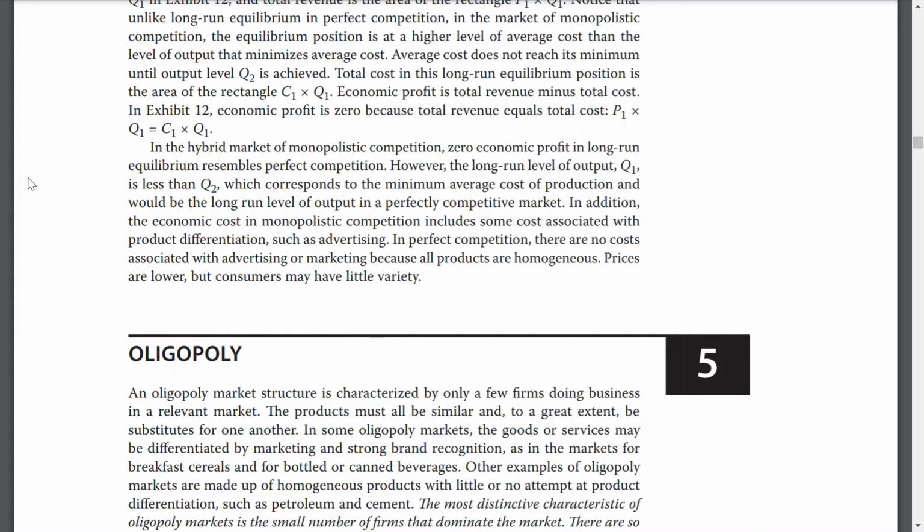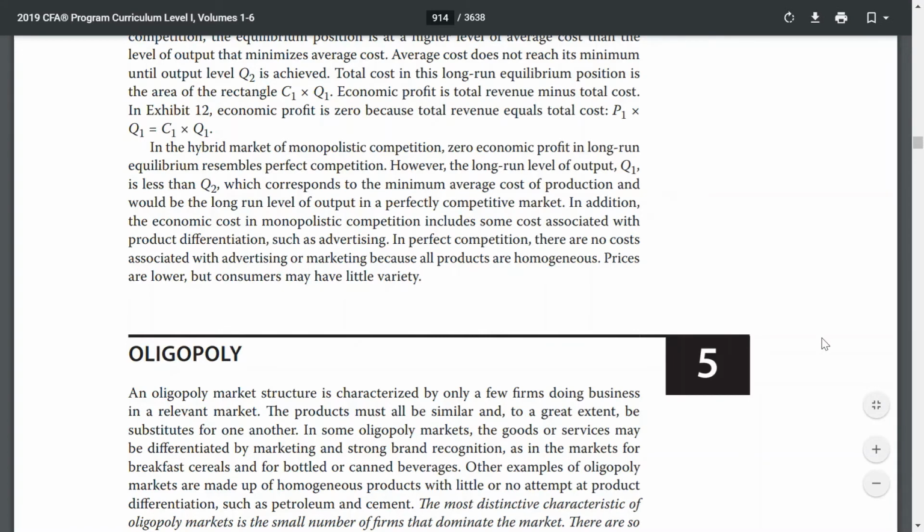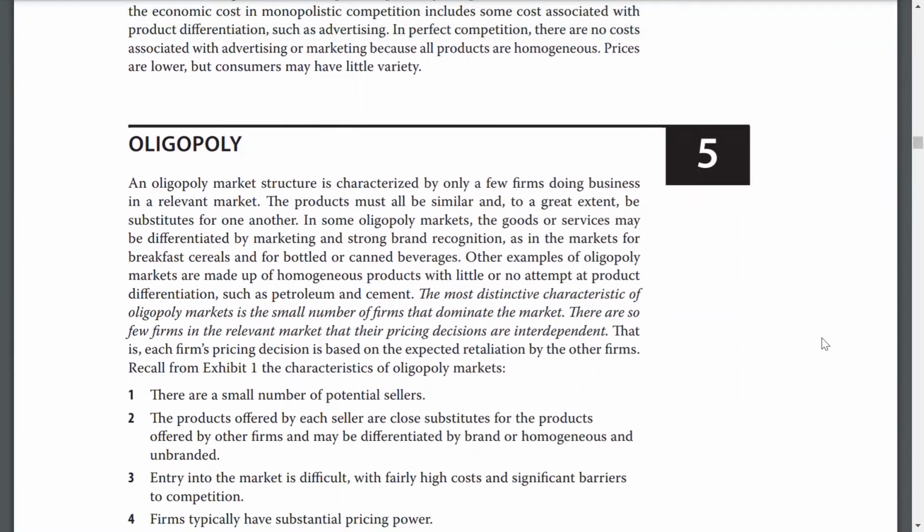Let's see, at the moment we have the CFA. I did teach monopoly. I did teach about the oligopoly market structure in our previous economics lectures, but I don't know how the CFA is going to teach it.